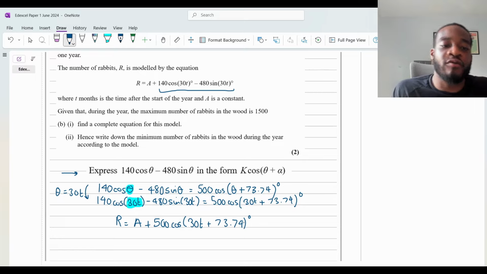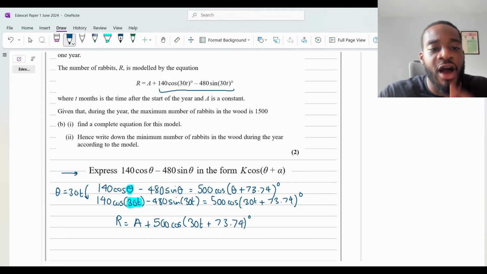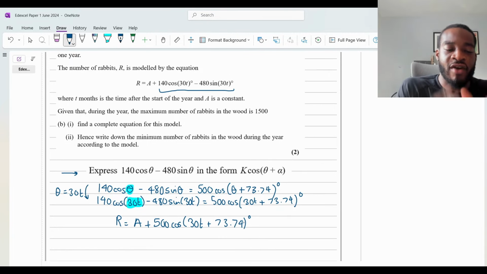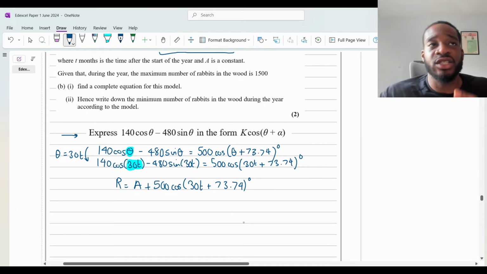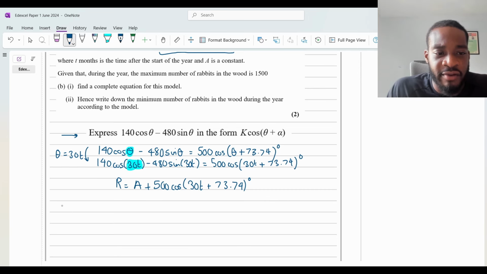Now, this is super helpful because the whole point of this topic, harmonic identities, when you are rewriting one expression in terms of just a single trigonometric expression, is the fact that you can actually just identify what the maximum and minimum values are. It's just easier to use when you're solving equations. So I'll give you an example of what I mean.